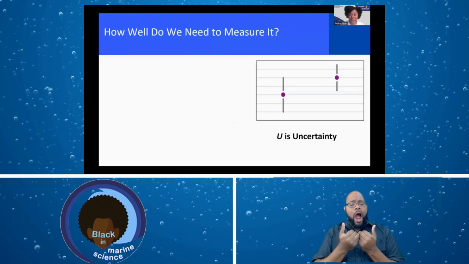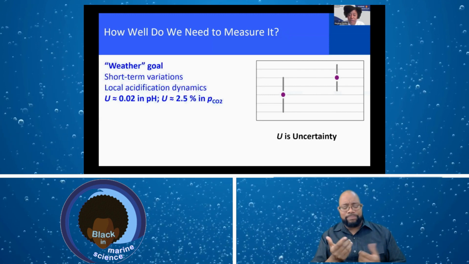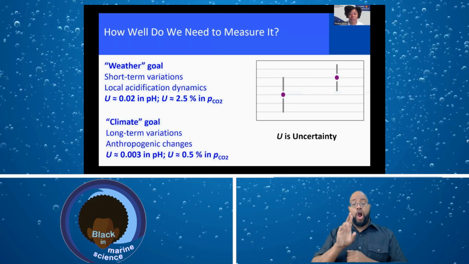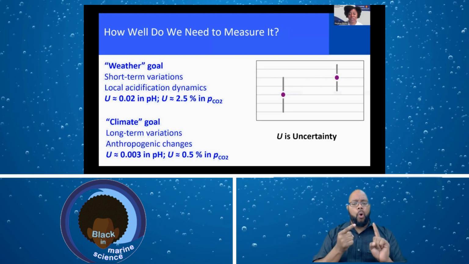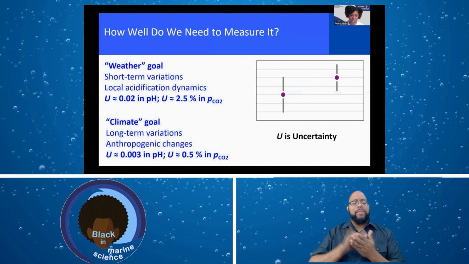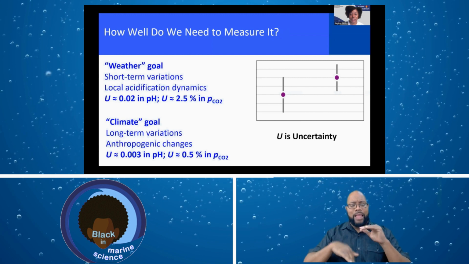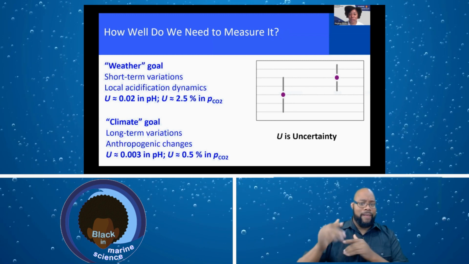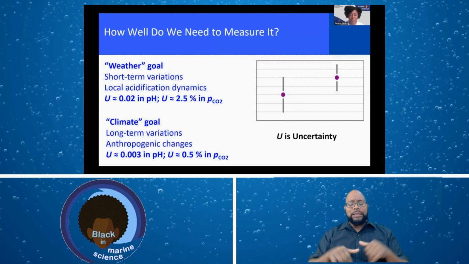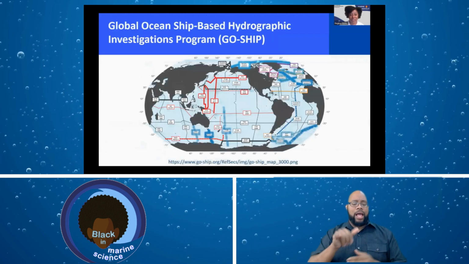The other thing that we think about is how well do we need to measure it? So what amount of uncertainty can we actually tolerate? There's always uncertainty that's associated with your measurements. So the carbon community has established various goals in terms of what they want to assess. And for short-term variations, these are weather goals, and that has a different level of uncertainty than climate goals. Climate goals are longer-term variations caused by anthropogenic changes in the carbon system, and these need much more precise and accurate measures in order to assess their importance.